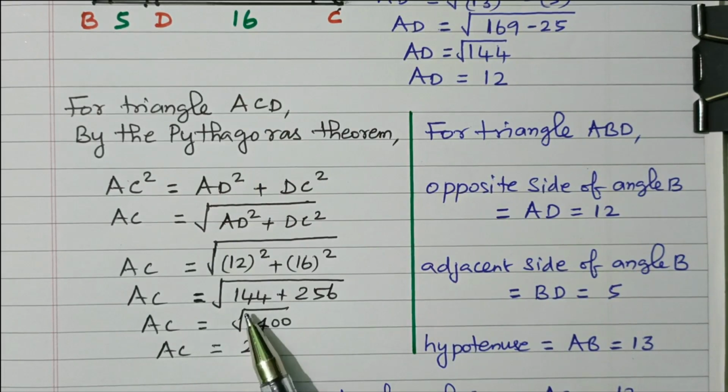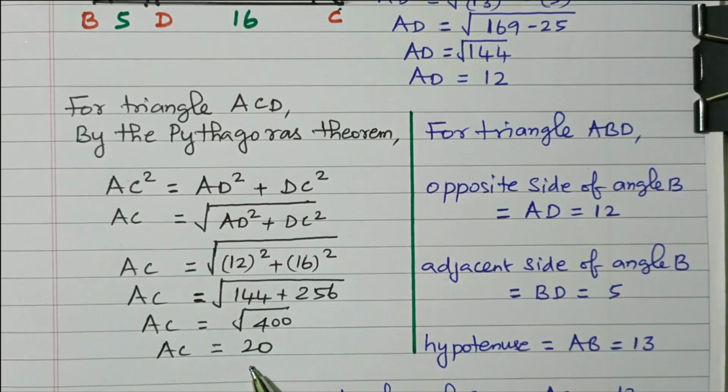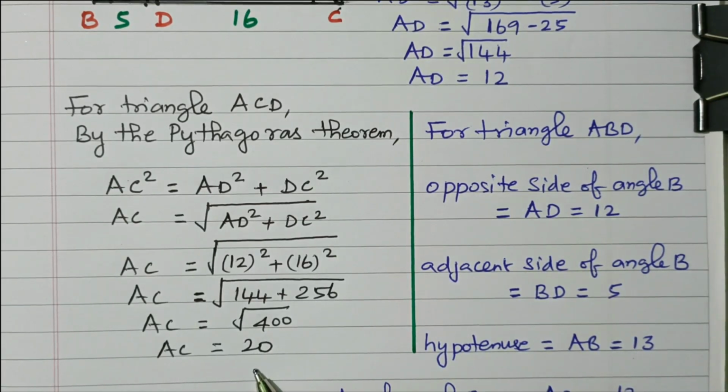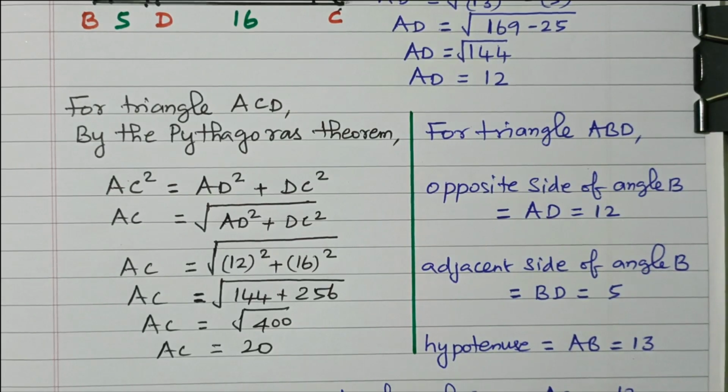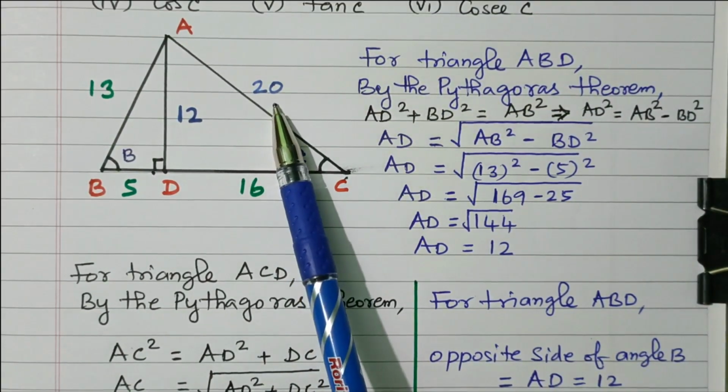12 square is 144 and 16 square is 256. Adding them, it is square root of 400. Taking the square root, AC is 20. So AC equals 20. Now we have calculated AC also, so all the values are now calculated. Now refer to the diagram, this value is now 20.